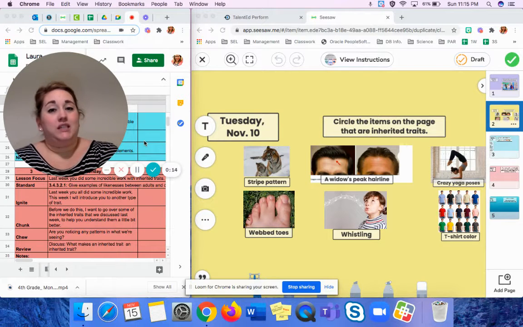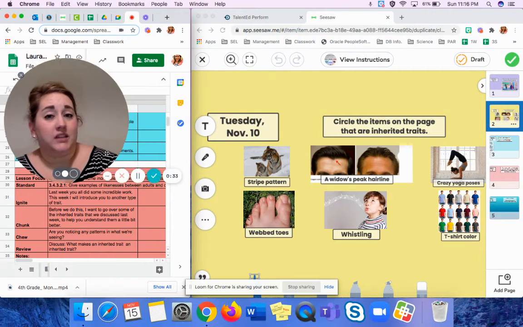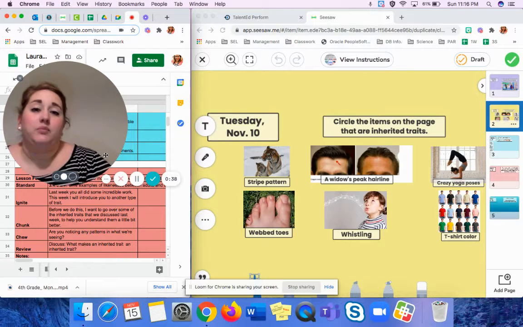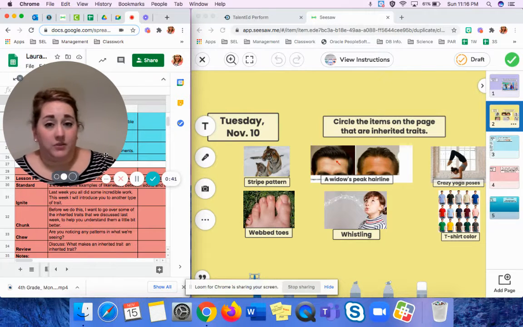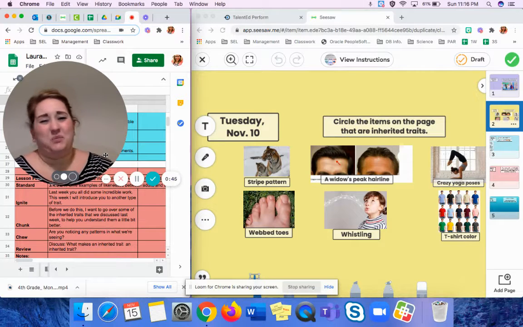So last week we discussed inherited traits, what that meant, and where we could find them. We went through several examples that I would like to review with you today. Before we do this, I want to go over some of the inherited traits we discussed last week, because some of you either were unable to complete the assignment or were confused by it. So I want to clear up that confusion right now so that it's not something we have to deal with as we continue throughout the week.